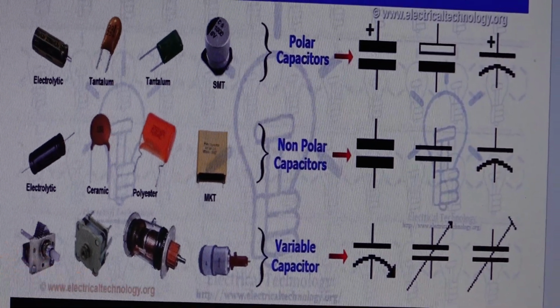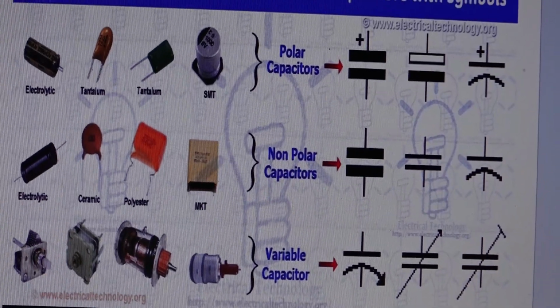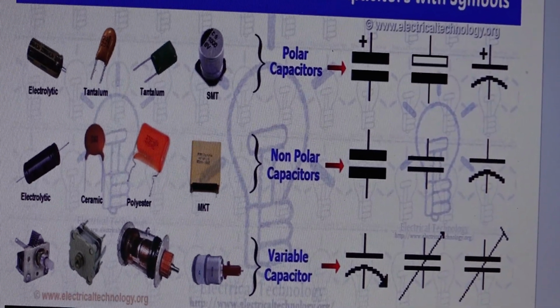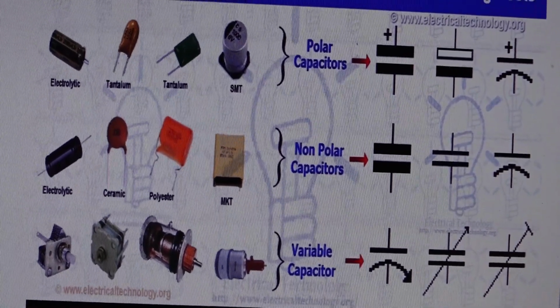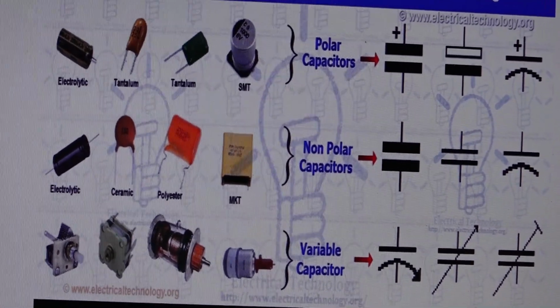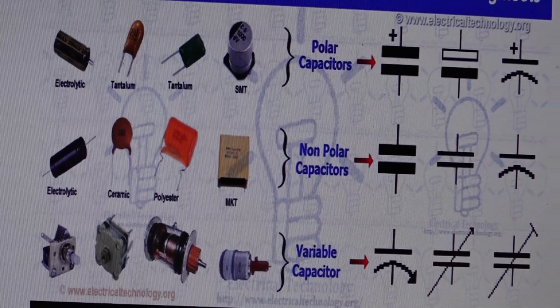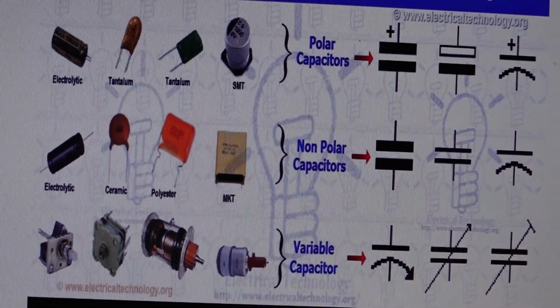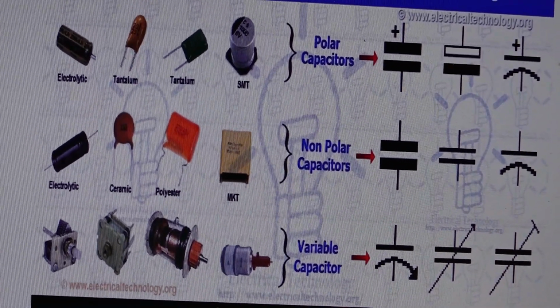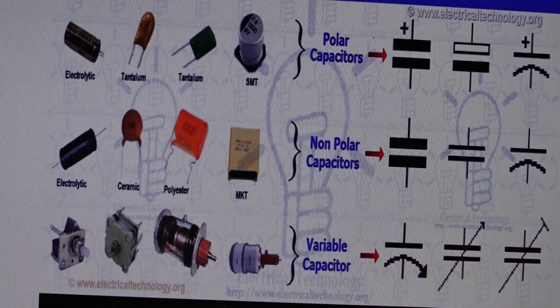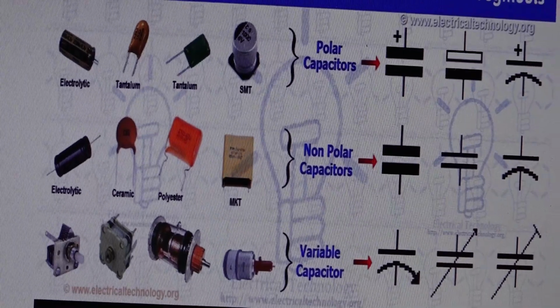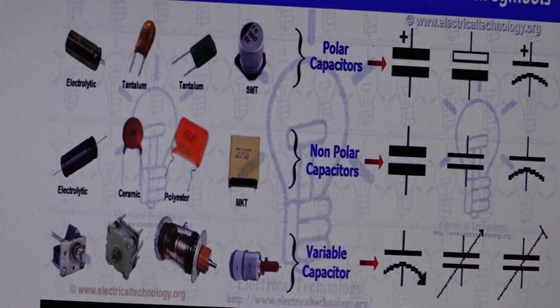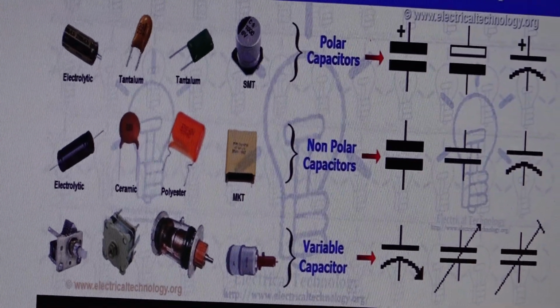And then the last group is the group of variable capacitors. These variable capacitors have two terminals, but they also have a third terminal, which we call the adjustment terminal, which allows us to adjust the capacitance of the capacitor. So all of these are three examples of variable capacitors. We don't often use them in electronics compared to polarized and non-polarized capacitors, but it's better to know them.